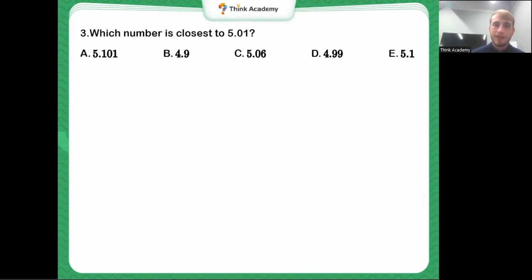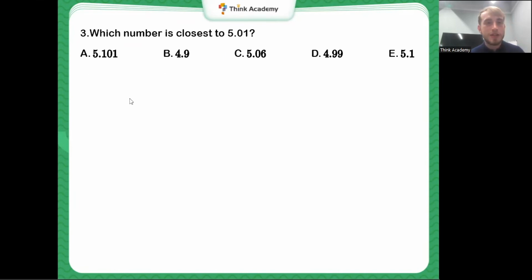Right, this one was quite tricky. Which number is closest to 5.01? Now, in order to do this, we need to have a good understanding of the place values. Okay, so the first digit after the point is the tenths, and that has the highest value. And when you're comparing, you need to make sure that you're comparing digits in the same column.